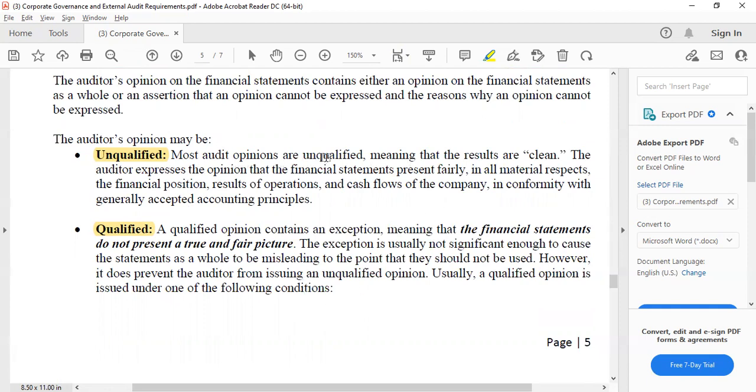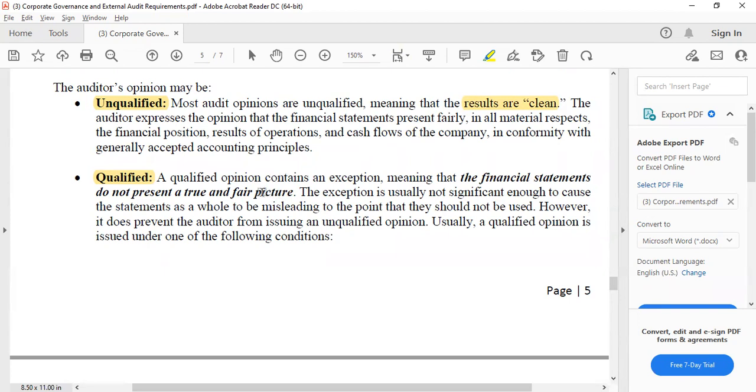Most audit opinions are unqualified. What does it mean kung unqualified? Meaning that the results are clean. So wala kay nakita nga mga sayop, or if naamgay sayop, dili ra siya material, gamay ra siya nga sayop. The auditor expresses the opinion that the financial statements present fairly in all material respects, the financial position, results of operations, and cash flows of the company in conformity with the generally accepted accounting principles.